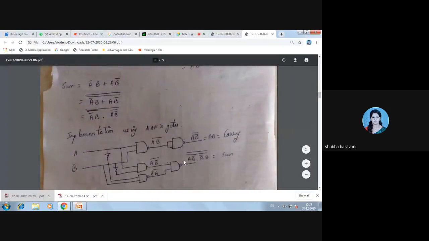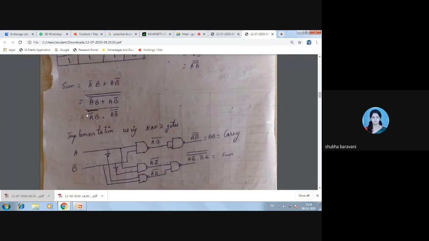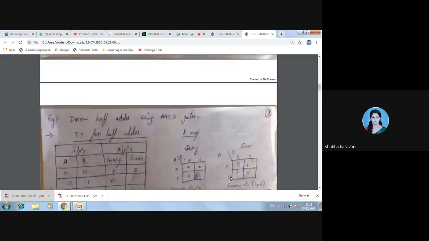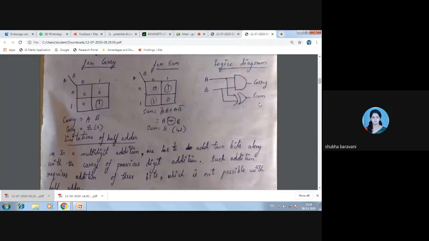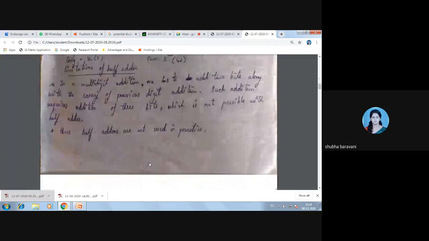Right, so this is my carry which I have implemented. For the sum, what I have done: A bar B I have sent through a NAND gate, A B bar I have sent through a NAND gate, and both of these I have sent through one more NAND gate. The final expression is A XOR B only.